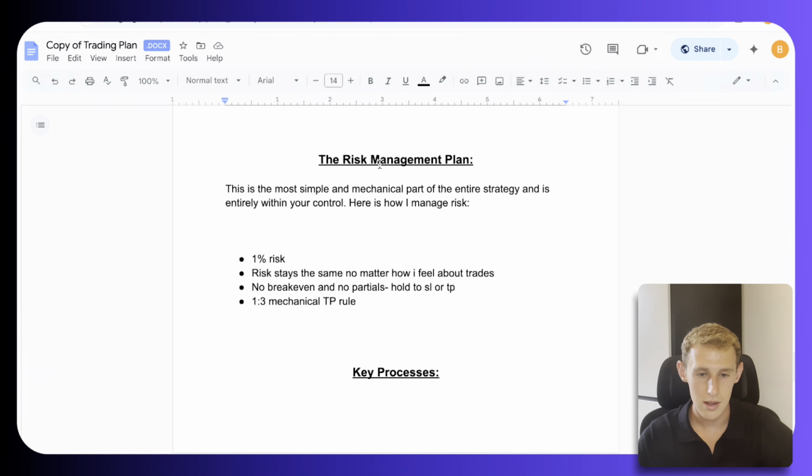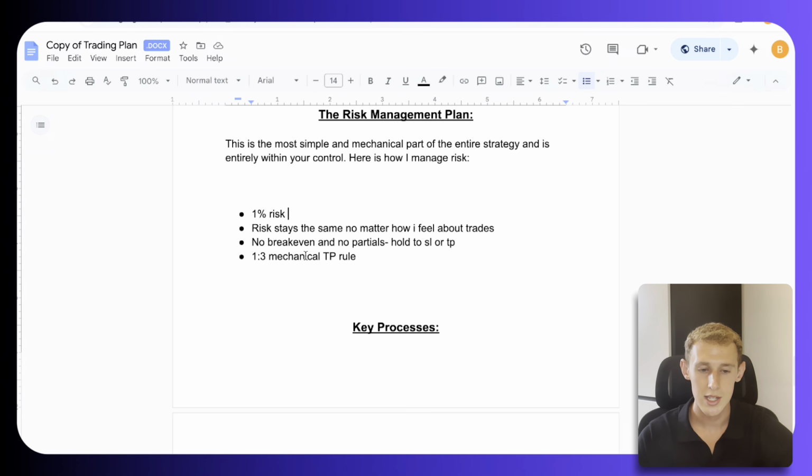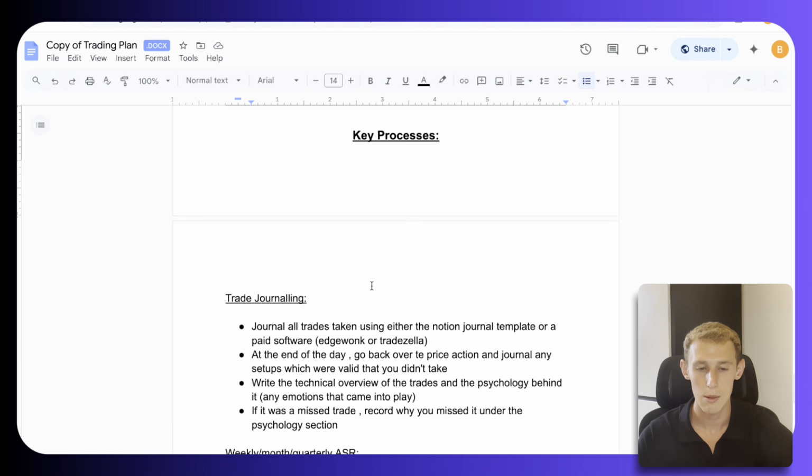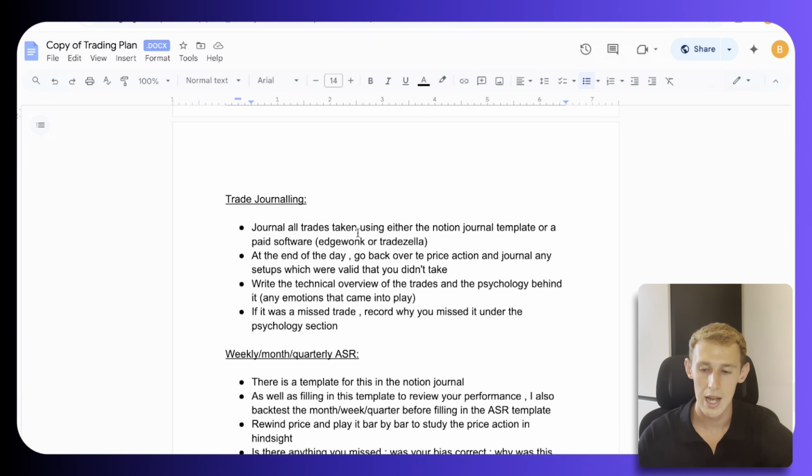And then lastly, we have the risk management plan over here, but the only thing we really need to focus on for the sake of the backtesting is that we are going to do 1% risk per trade. Risk stays the same no matter how you feel about the trades, and also no break even or partials. Like I mentioned before, 1 to 3 risk to reward, mechanical TP rule.